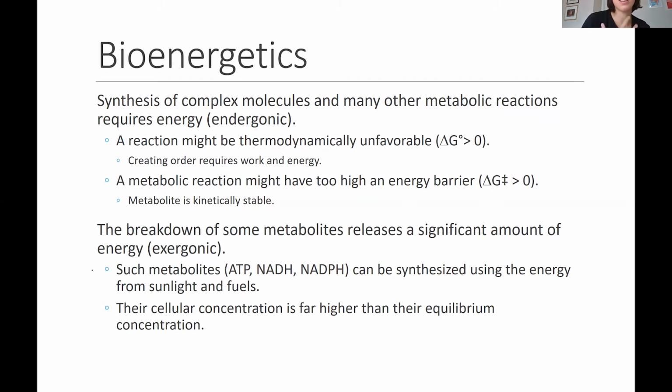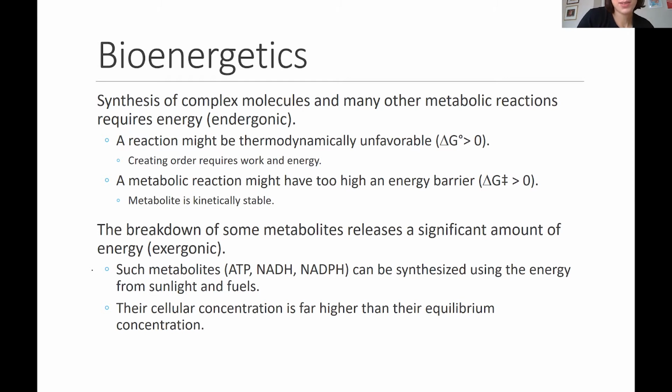So this is something like creating order, right? If you're going against entropy, this is usually something that requires work and energy. Or some metabolic reactions might be too high of an energy barrier. Again, this is a delta G greater than 0.